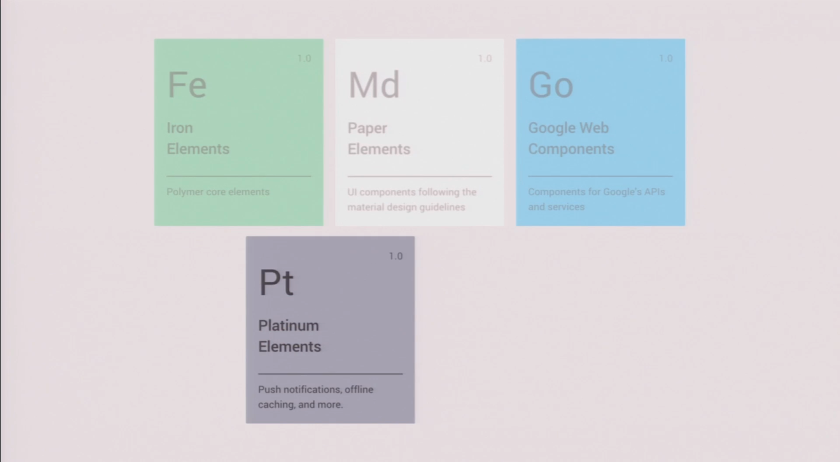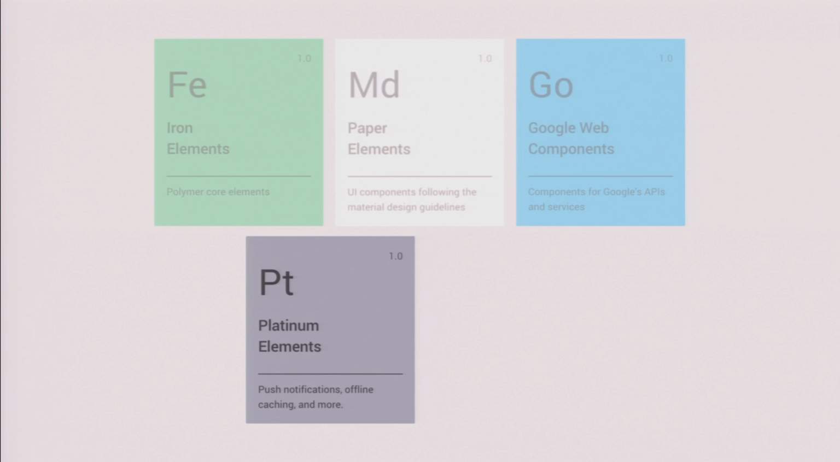All right, next I'd like to talk about the Platinum elements, and this is our element line that handles next generation-y web features, so things like push notifications and offline caching, things that make the browser and web apps behave more like native apps. And we thought, hey, let's try to encapsulate some of those in Polymer elements and make it easier for people to start using these technologies today.